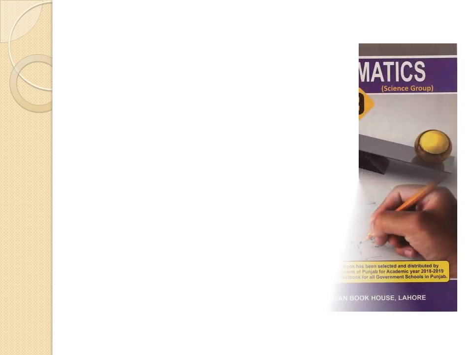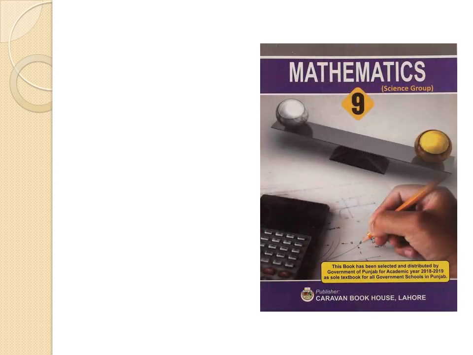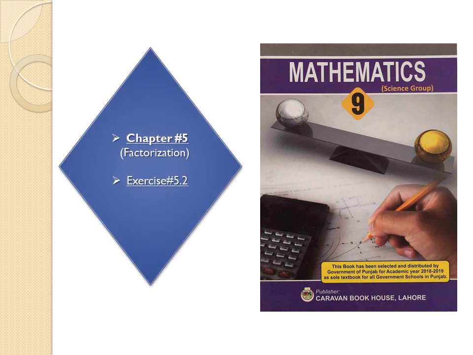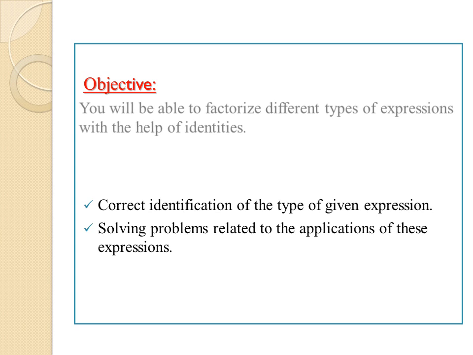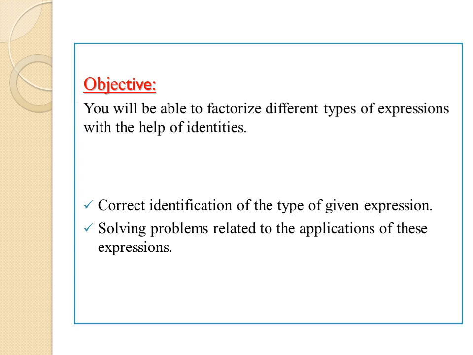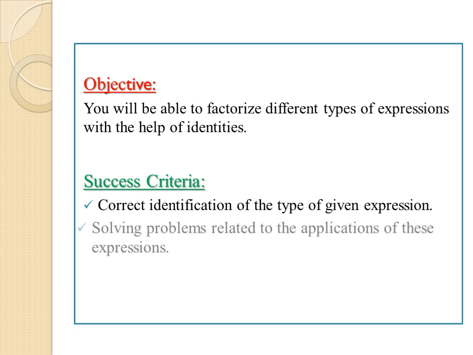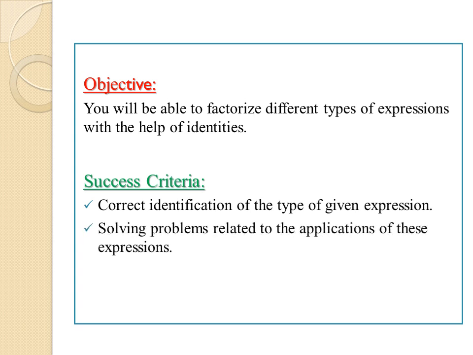As we all know, we are following this textbook from which we will discuss exercise 5.2 of chapter number 5, that is factorization. The basic objective of this video lecture is that you will be able to factorize different types of expressions with the help of identities, while the success criteria is the correct identification of the type of expression and solving problems related to the application of these expressions.